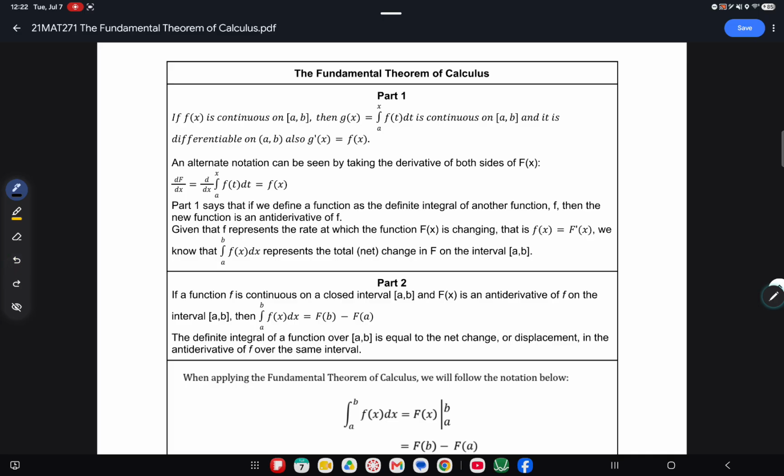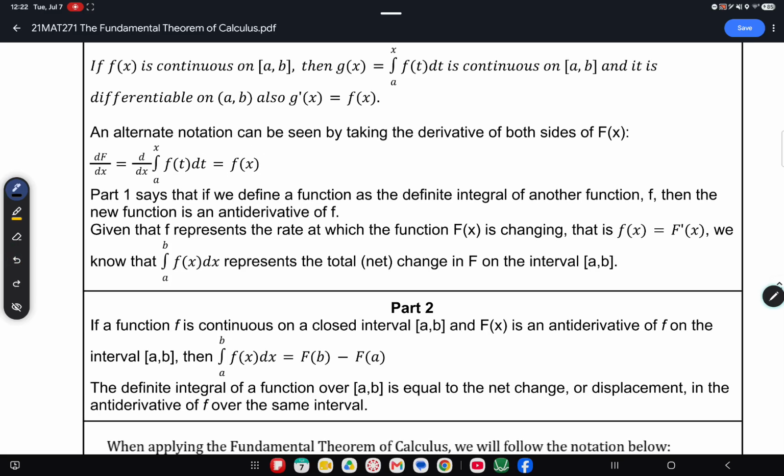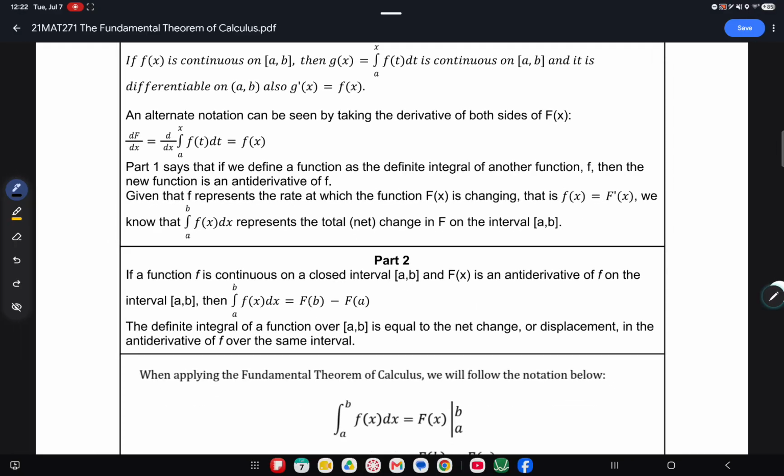Okay? Or we can see it like this. So, all right, the derivative of the integral is just the function, right? So really part one says if we define a function as the definite integral of another function, then the new function is an antiderivative of f.